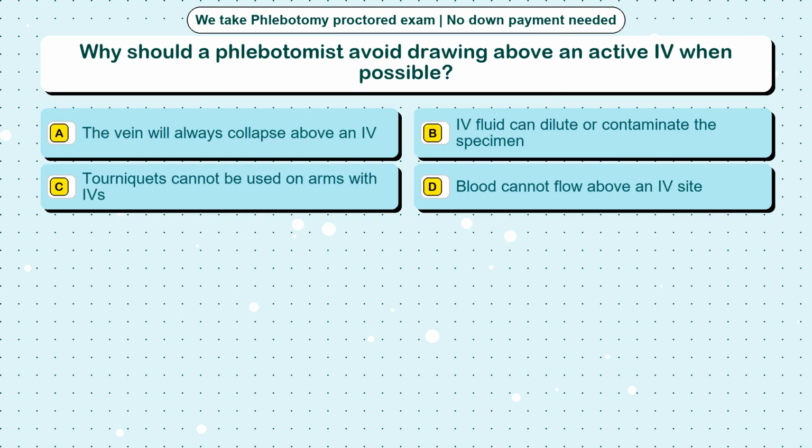Question 88. Why should a phlebotomist avoid drawing above an active IV when possible? Option A. The vein will always collapse above an IV. Option B. IV fluid can dilute or contaminate the specimen. Option C. Tourniquets cannot be used on arms with IVs. Option D. Blood cannot flow above an IV site.